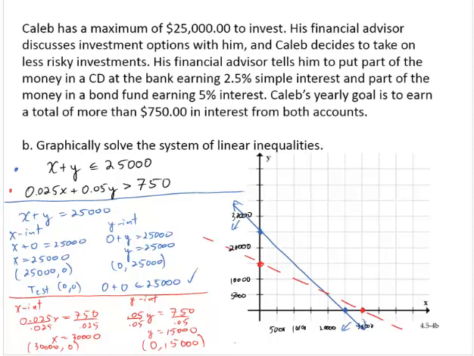Let's test a point here again. How about the origin? Testing 0, 0 is 0.025 times 0 plus 0.05 times 0 greater than 750. 0 plus 0 is 0. Is 0 greater than 750? No, that's false. So I would not shade the region containing 0, 0 in terms of that red inequality. I would shade the region above that red line. So then what to shade? Well, we need to be below the blue line and above the red line. And so I will shade this region in the first quadrant, this little triangular region.